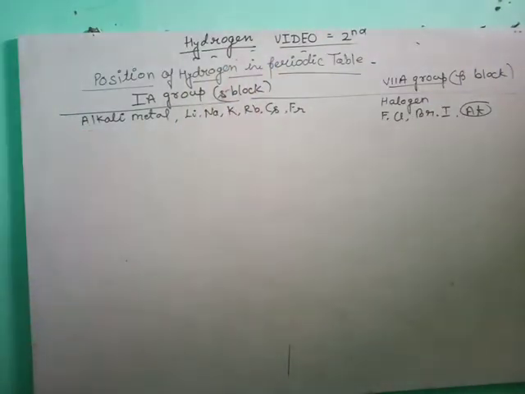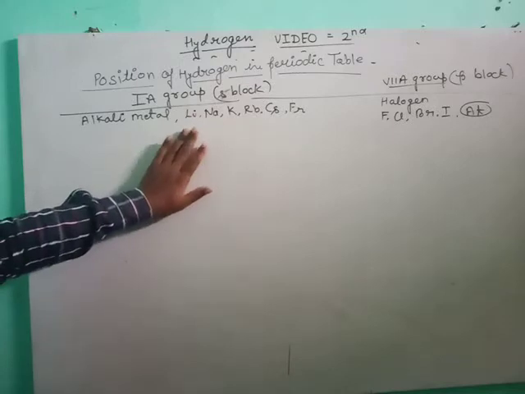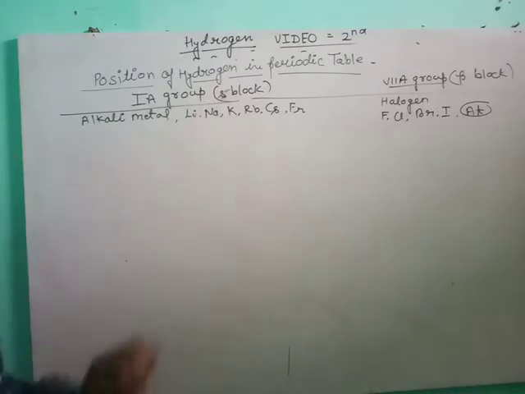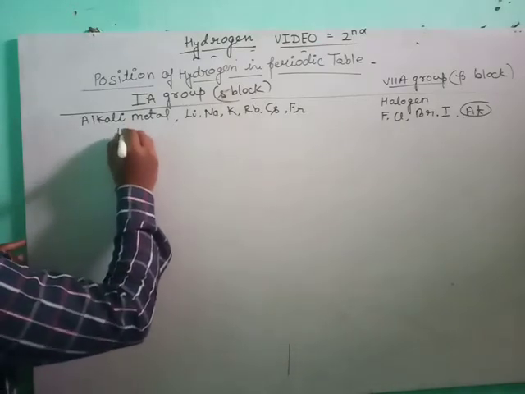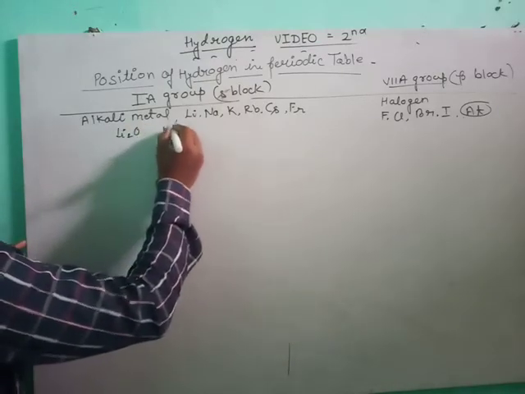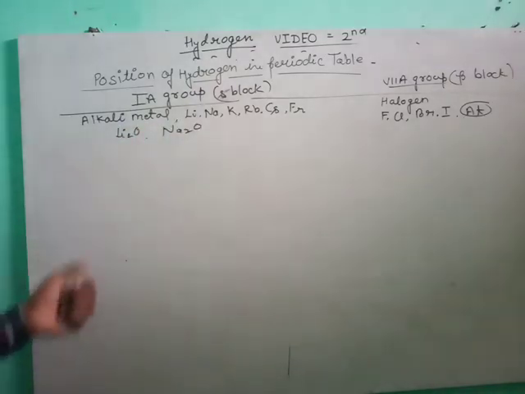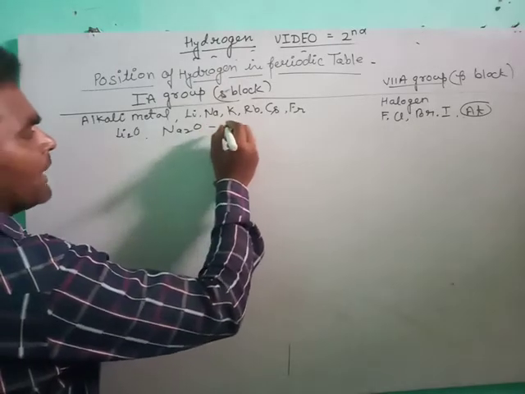The alkali metals: these elements are metals and they react with oxygen or water and form oxides like Li2O or Na2O. And the oxides of these elements are alkaline.